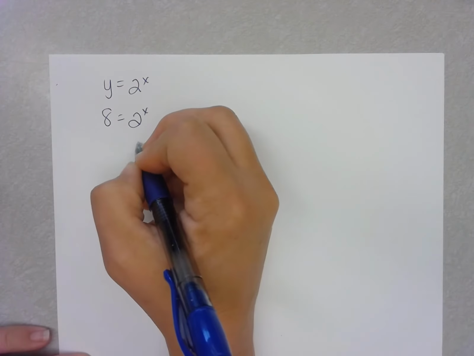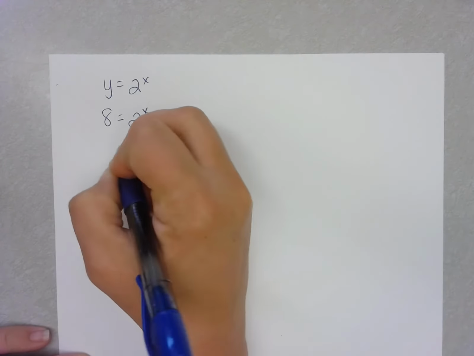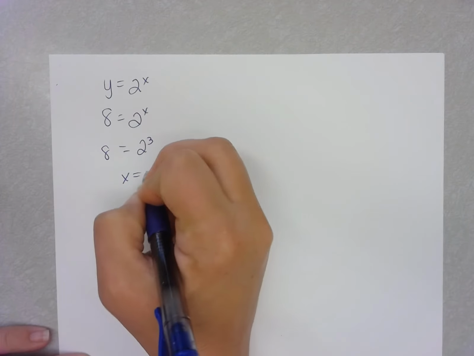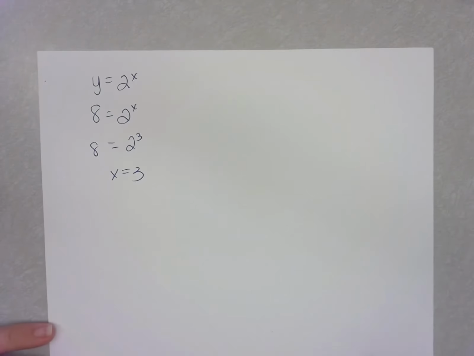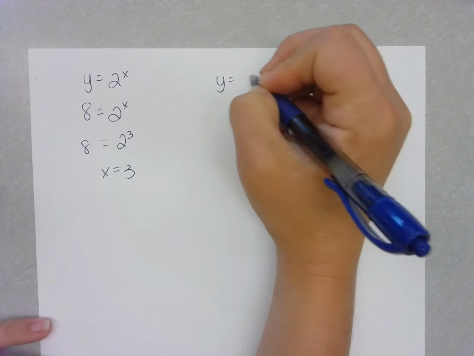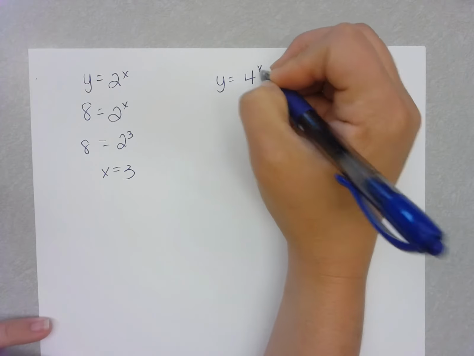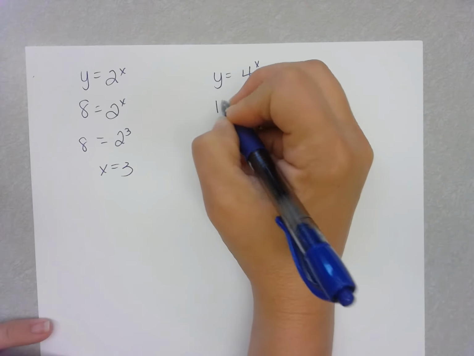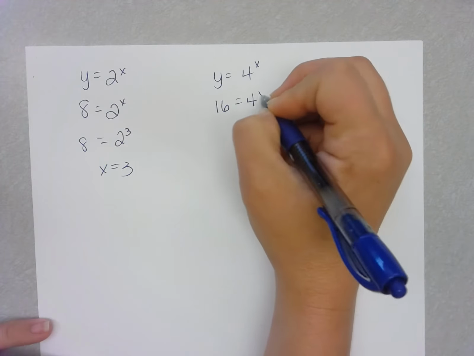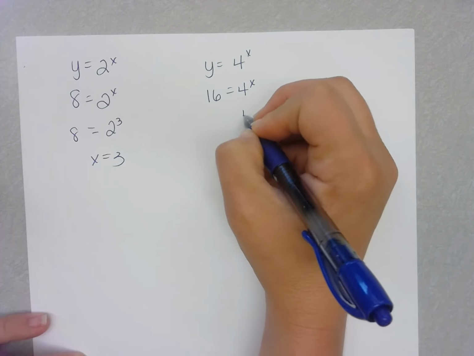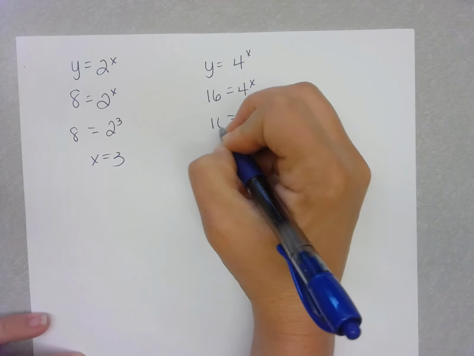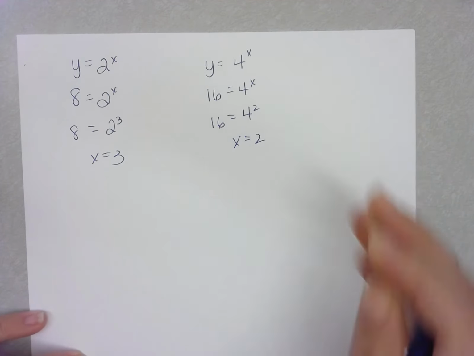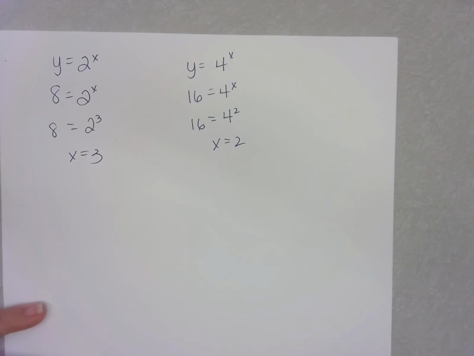Well, I happen to know that 2 cubed is equal to 8, so that allows me to say, okay, well then x is 3. And the same with y equals 4 to the x, right? If I wanted to know when it was equal to 16, I would say 16 equals 4 to the x, and I know that 4 squared is equal to 16. So in this case, my x is 2. But what happens when I don't have a perfect square, right?